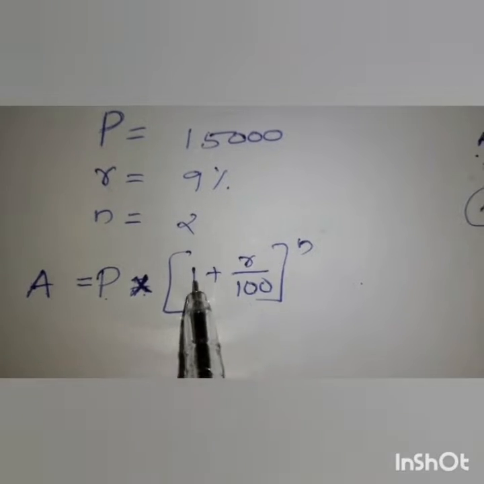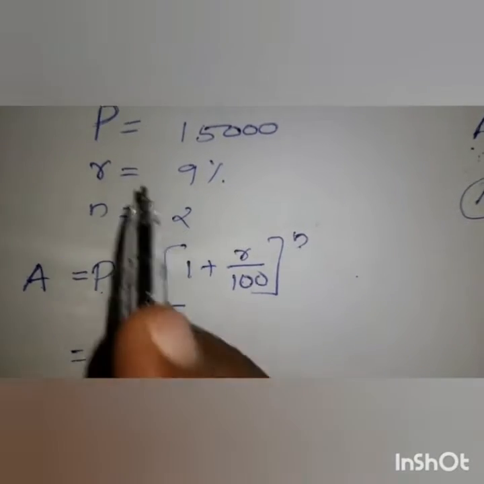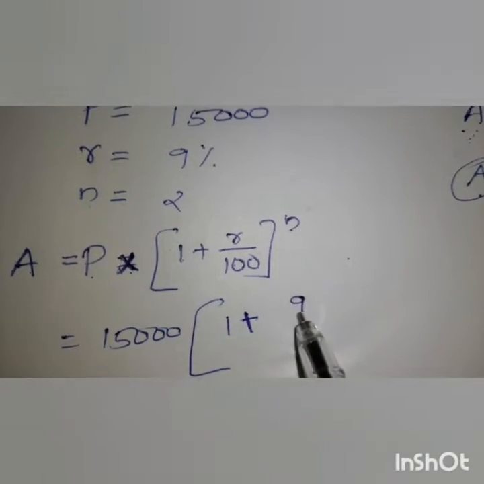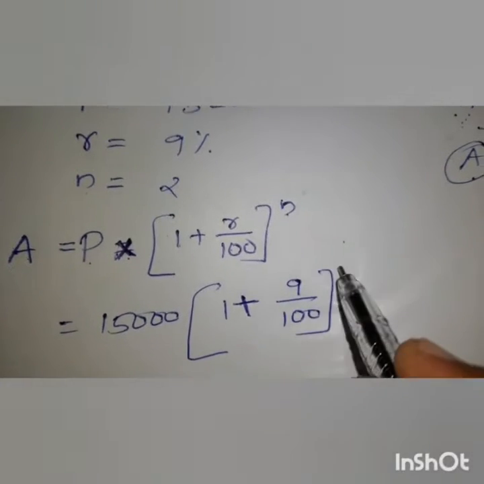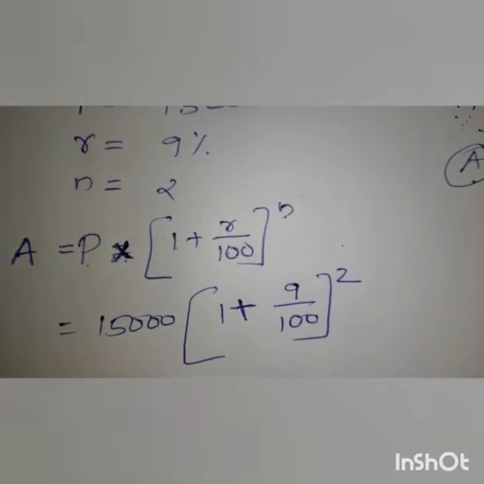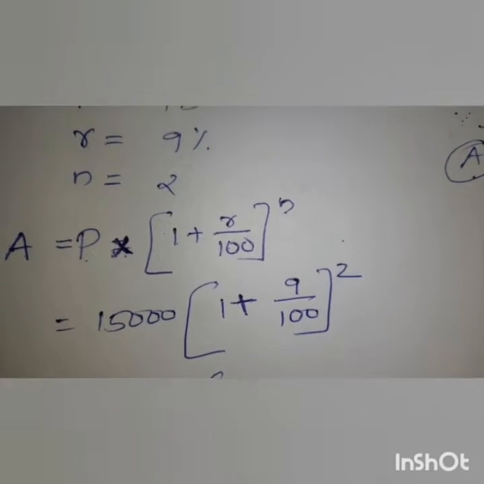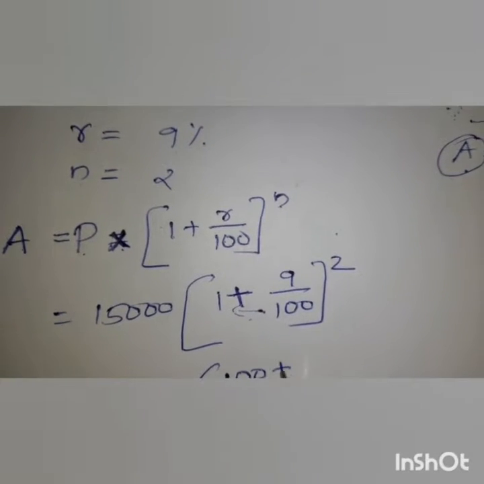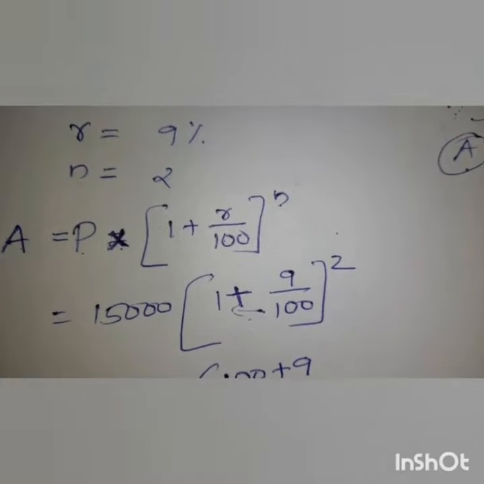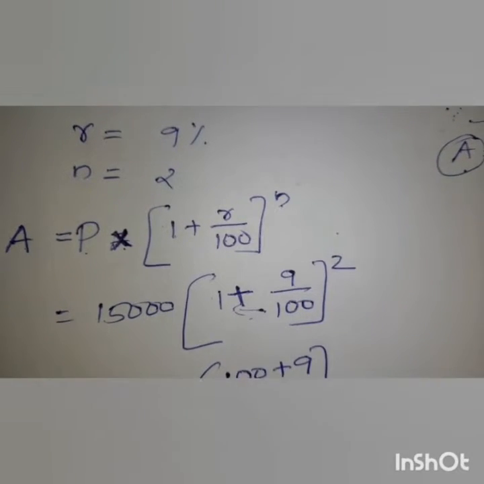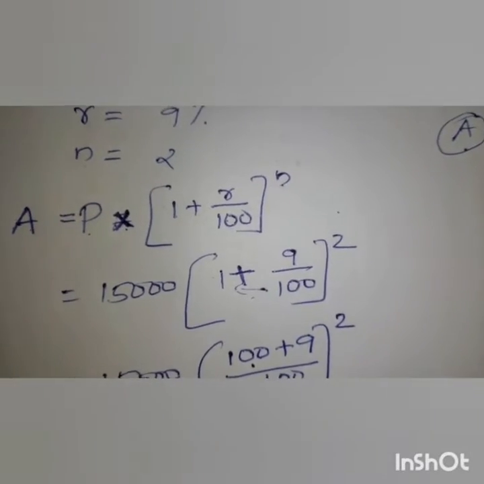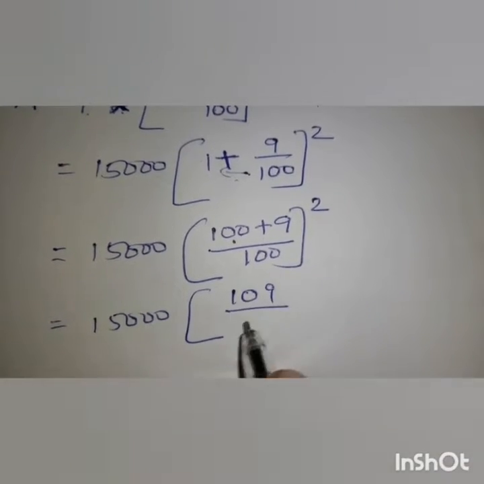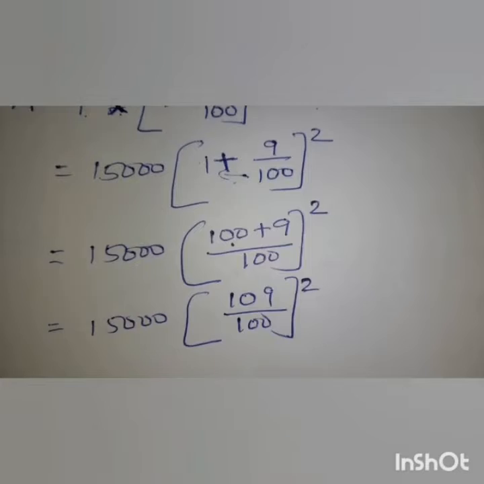So P into 1 plus R by 100 raised to n. P is 15,000 into 1 plus R is 9 by 100 raised to 2 years. So it is 15,000 into 1 plus 9 by 100. Taking LCM 100, 1 into 100 plus 9 by 100, raised to 2. This is 15,000 into 109 by 100 raised to 2.